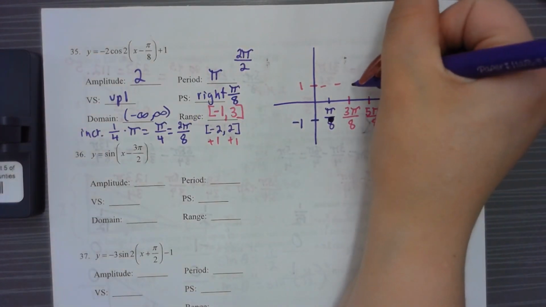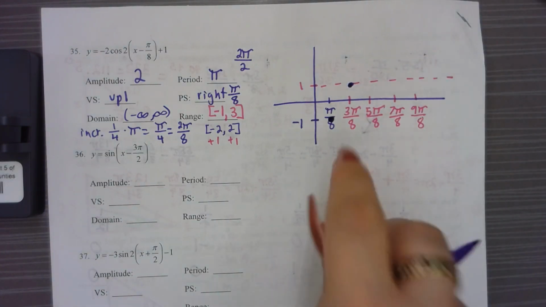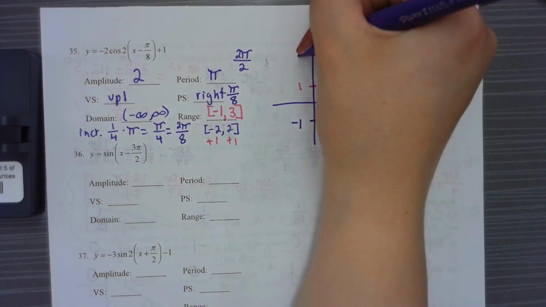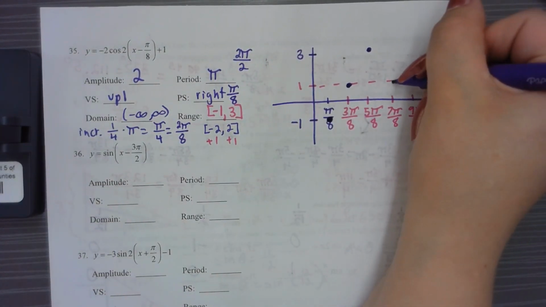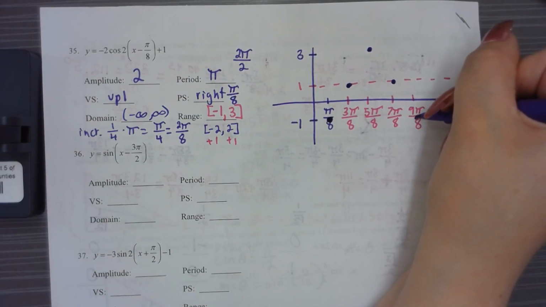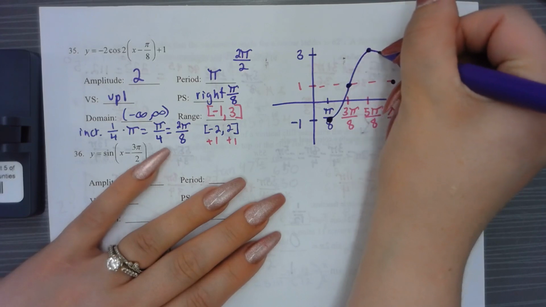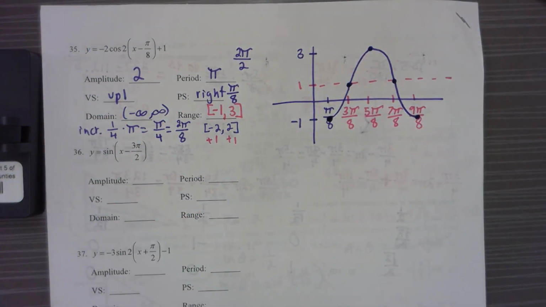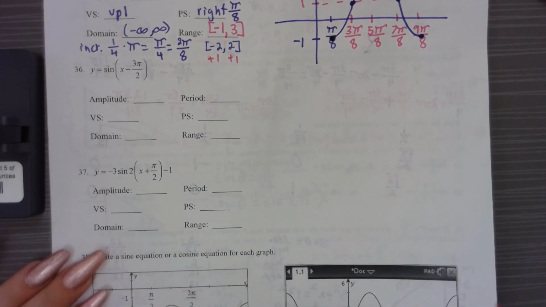Then it has to go to the reference line. And then it will go to the positive amplitude. So it'll go 2 above this line, which would take us to 3. And then it goes back down to that reference line and then back where it started. And so that would be our graph. So you can think about it as transformations or you can work on the pattern. Either way, it works the same. Okay. Moving on to the next one.